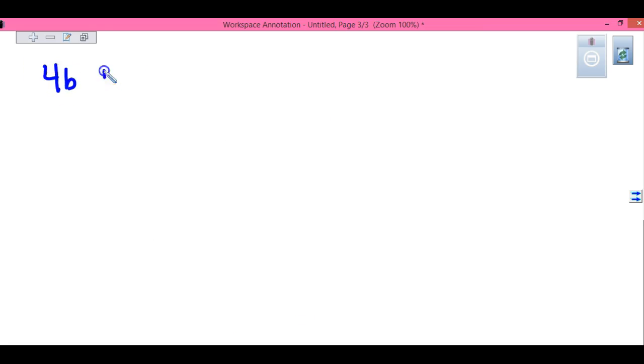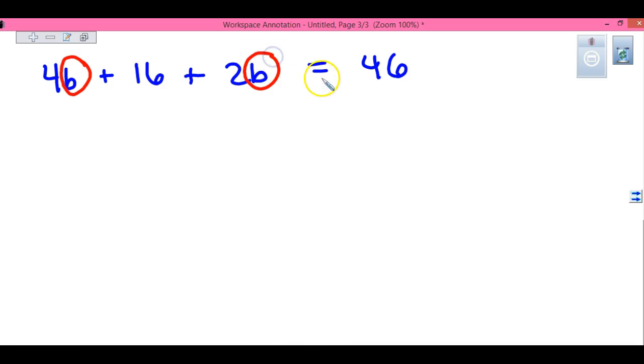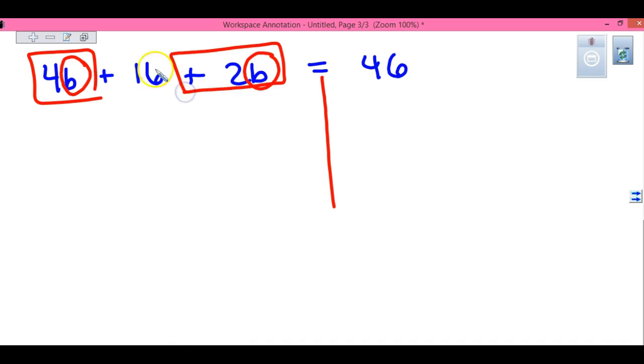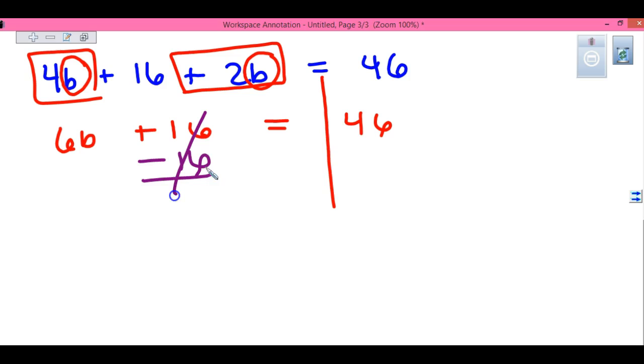If we have 4b plus 16 plus 2b equals 46, what is our goal? Isolate the variable. We want b by itself. So we've got 4b and 2b. We have to combine the like terms. 4 plus 2 is 6b plus 16 is equal to 46. We subtract 16 from both sides. We're using the inverse operation. So 30 is equal to 6b.